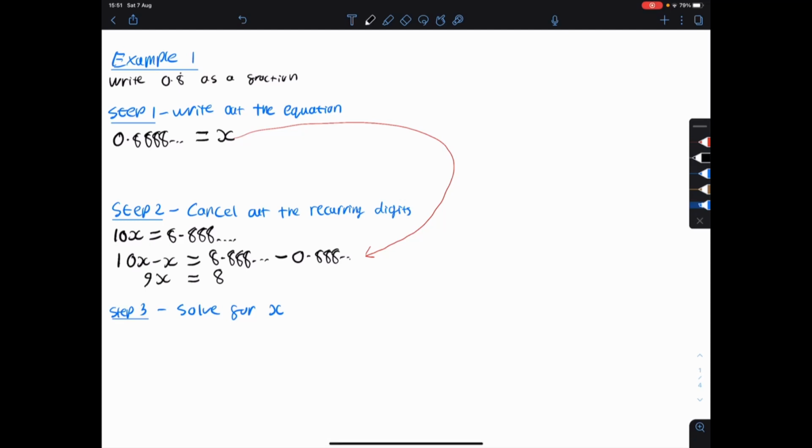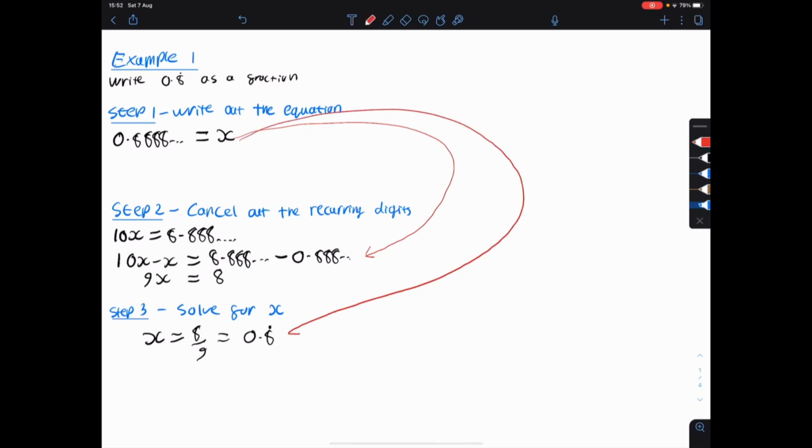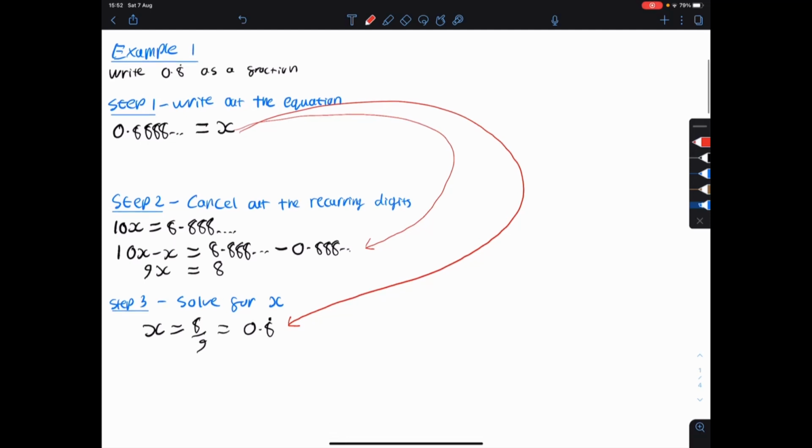Now, step 3, all we need to do is solve for x. So in this case, we divide both sides by 9, and we get x equals 8 over 9, which is equal to this 0.8 reoccurring, which we assigned to x in step 1. So that's the most simple case you could ask for. We're going to go on to some harder cases now, but we're going to be using the exact same 3 steps.